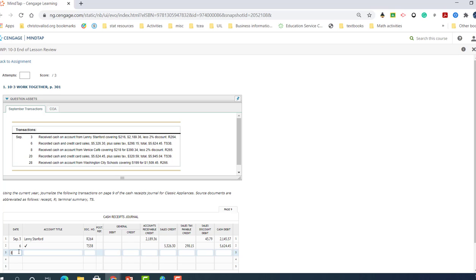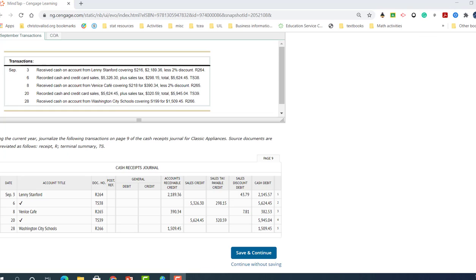So let's go ahead and do the next one. I want you to go ahead and enter in the information yourself for the next three, and then come back and check and see if you did it correct. Okay, so let's look at the next couple. Venice Cafe did have a discount. They got it paid early, and so they saved themselves $7.80.